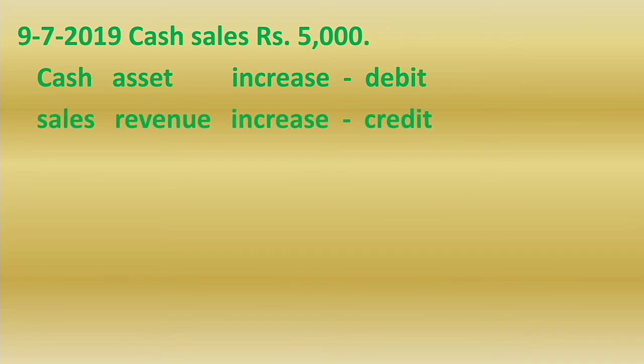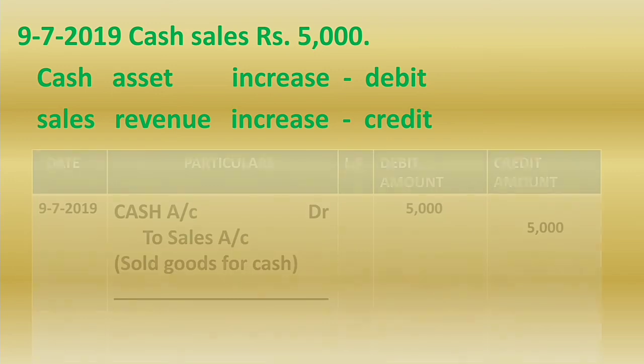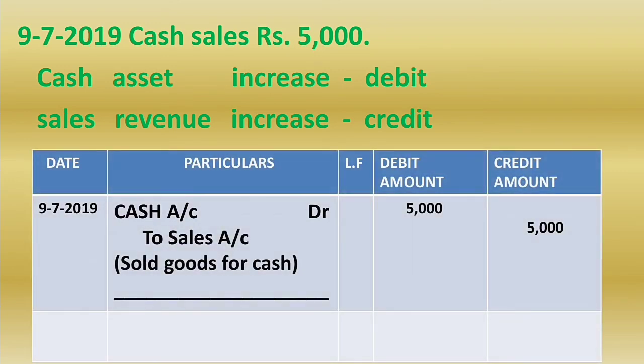Sales is revenue. Revenue increased. Revenue increase, then credit revenue account. So credit sales account. Debit cash account and credit sales account. So the journal entry is cash account debtor to sales account. Narration sold goods for cash.